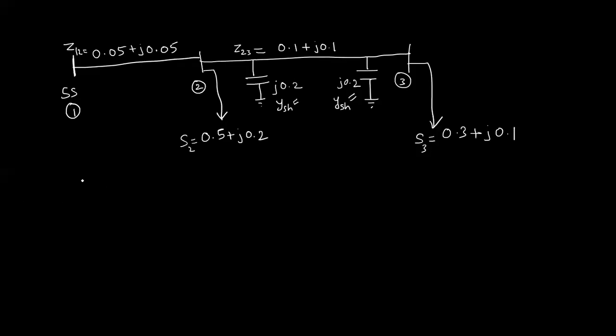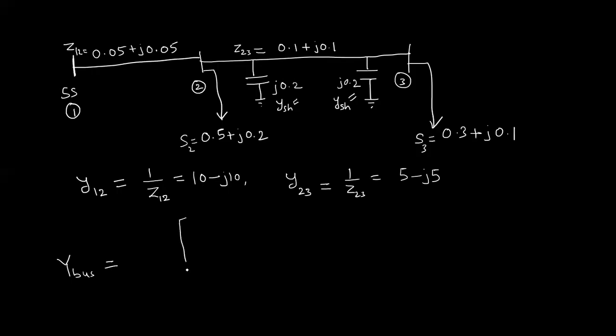So what is y12? Small y12 represents the admittance of line 1 to 2. It is just the reciprocal of Z12. If you do that, 1 upon 0.05 plus j0.05 turns out to be 10 minus j10. Similarly, we can derive y23 as 1 upon Z23, which is 1 upon 0.1 plus j0.1. That turns out to be 5 minus j5. And y shunt is already given. So now we can construct the Y bus matrix.